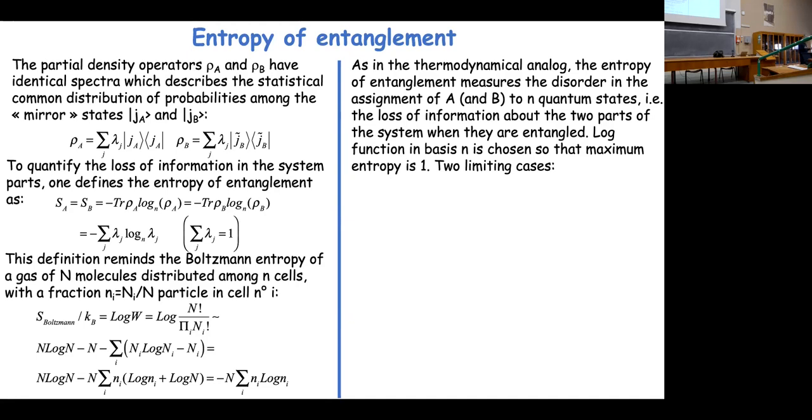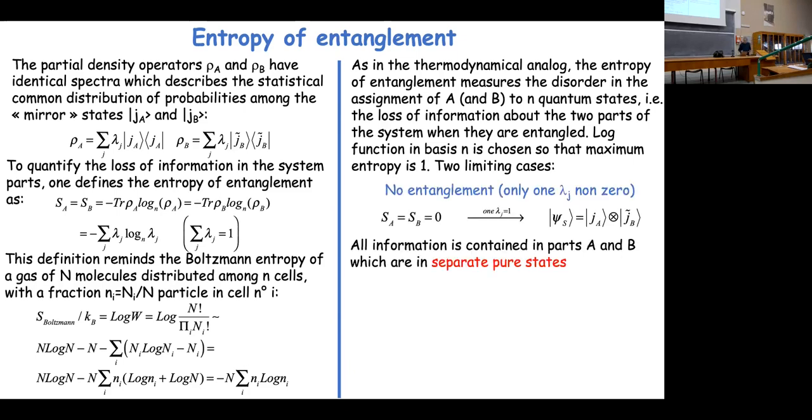So it's a natural way to define the amount of disorder about the knowledge I have of the different possible lambda j. This is called the entropy of entanglement, and it's a well-defined quantity. So let's look at 2 extreme cases. Suppose that I have only 1 lambda different from 0. It's a pure case. If you compute the entropy, you will find 1 log 1, which is 0. So the entropy of a pure system is 0.